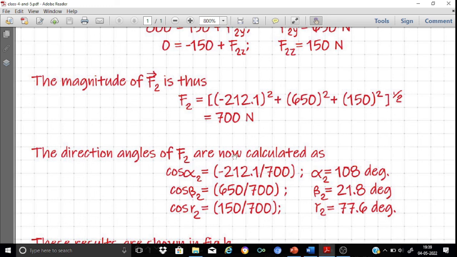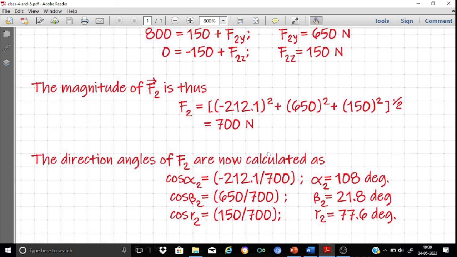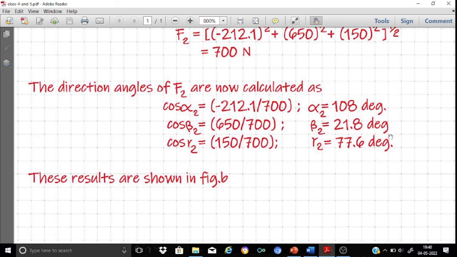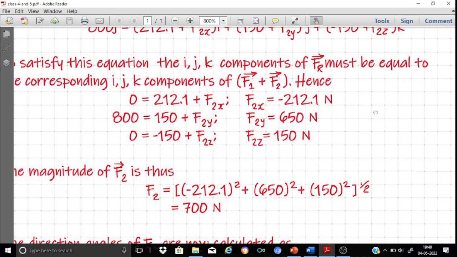The direction angles of F2 can be obtained as cos alpha 2 equals F2x by F2, that is minus 212.1 divided by the magnitude 700. Similarly, cos beta 2 can be written as F2y divided by F2, that is 650 divided by 700, and cos gamma 2 is 150 by 700. This means that alpha 2 is 108 degrees, beta 2 is 21.8 degrees, and gamma 2 is 77.6 degrees. And these results are shown in figure B.